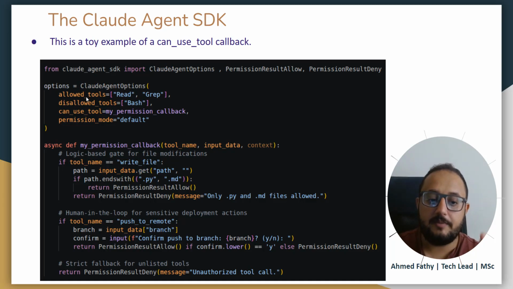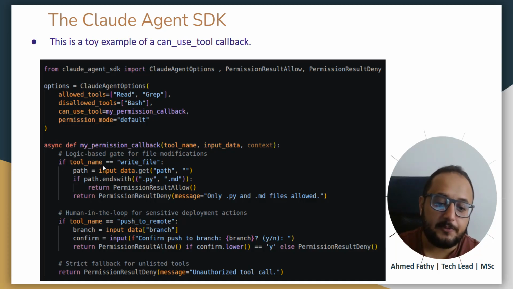You have allowed tools, but you also have this callback, can_use_tool equals my_permission_callback, and you must define this as async def as well. And then permission mode here in this example is default, which means that if there is a tool that is not matched, it will fall back to this one.